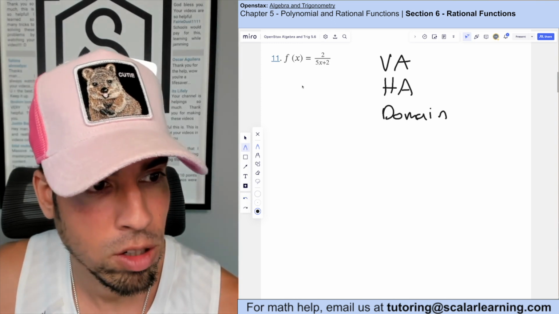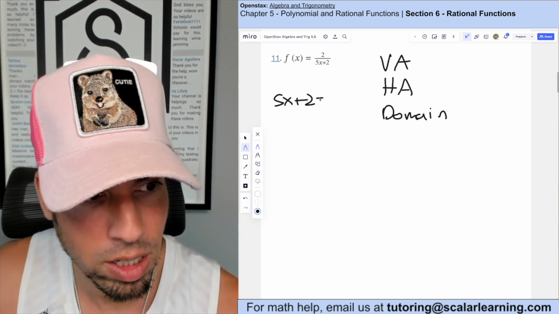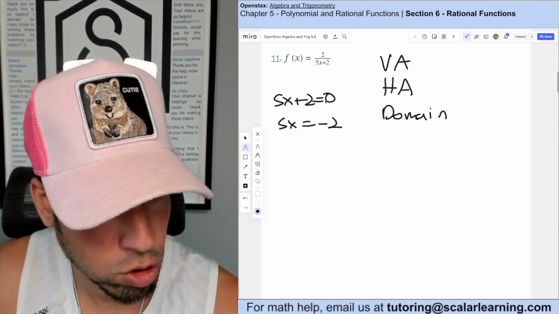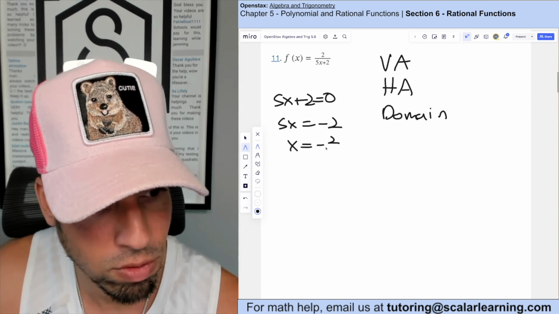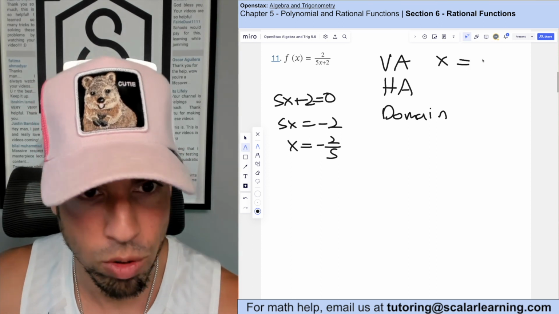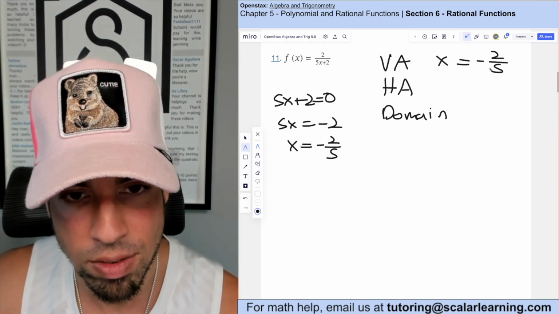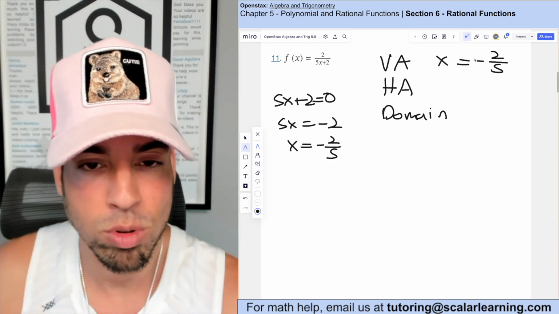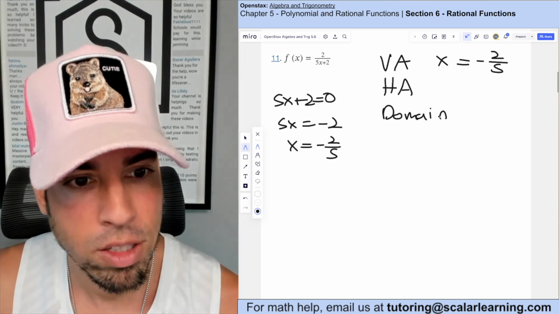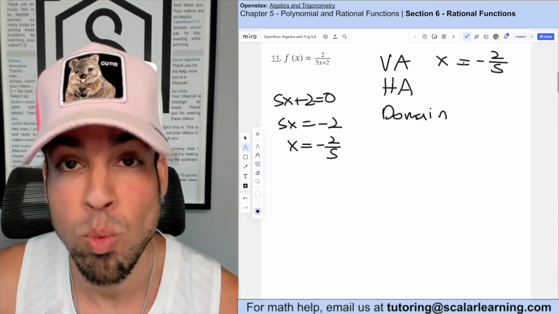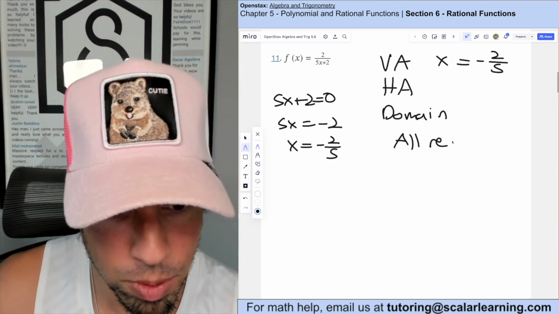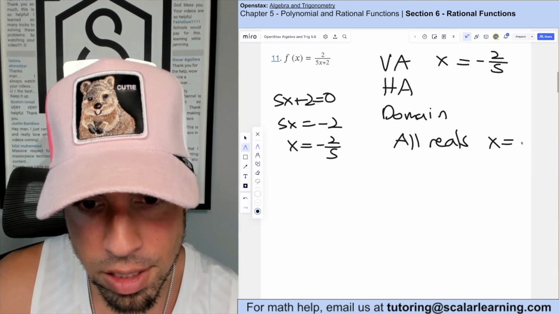So when is this going to go to 0? When is 5x plus 2 going to equal 0? Well, we just solve for x now. 5x equals -2. Subtract 2 from both sides and then divide by 5. x equals -2/5. So this is what's going to send it to 0. And that is our vertical asymptote. x equals -2/5. And again, that's a vertical line. x equals -2/5 goes up and down. And that's our vertical asymptote. By the way, this also tells us our domain. This is the one spot where x cannot go. So x is all reals except for this -2/5.